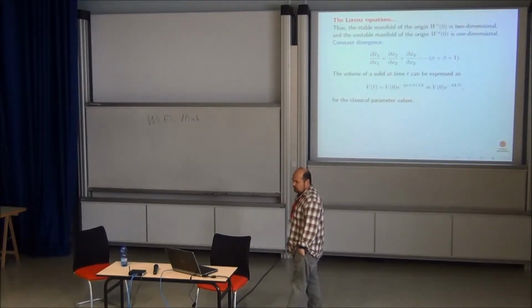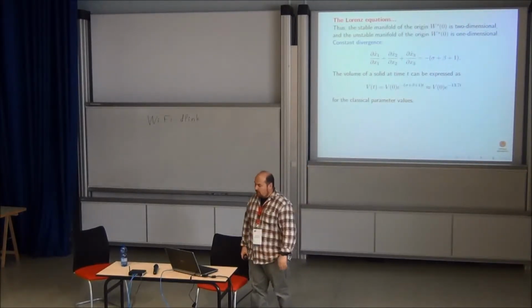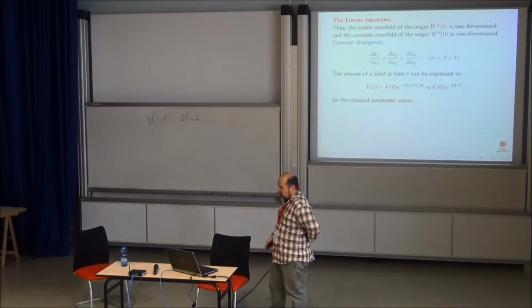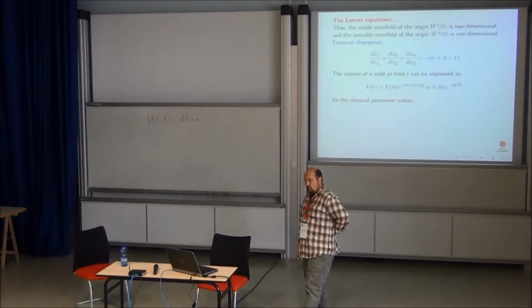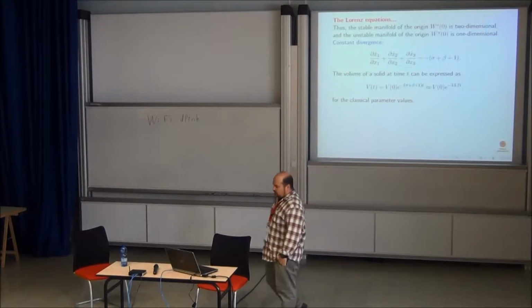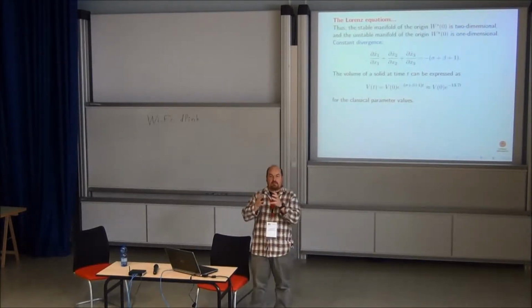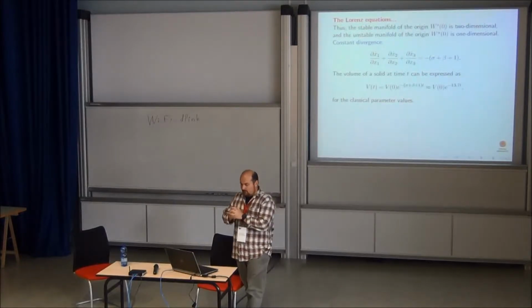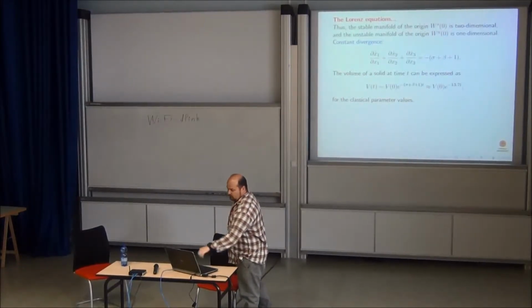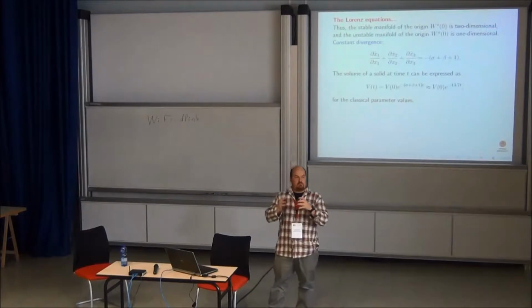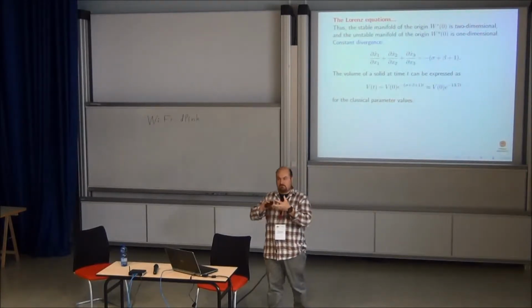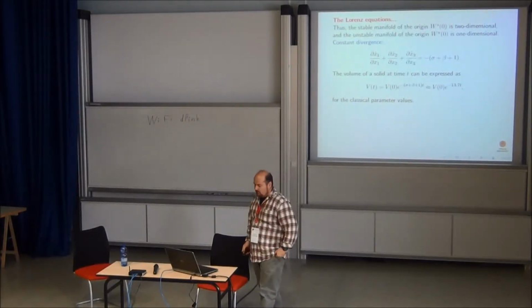It depends on the parameters. And for the parameter values we're looking at, sigma equals 10, beta equals 8/3, you see that it contracts volumes at a significant rate. So for each time unit, you can basically contract volume by a factor of 1 million. So it's very dissipative.